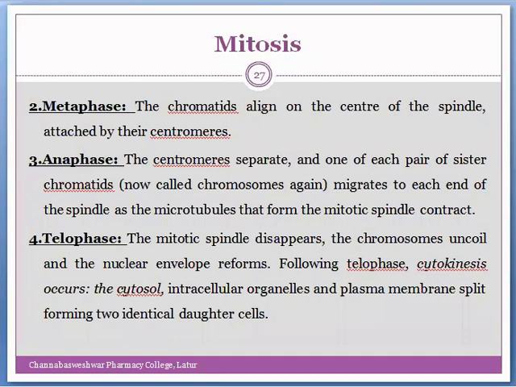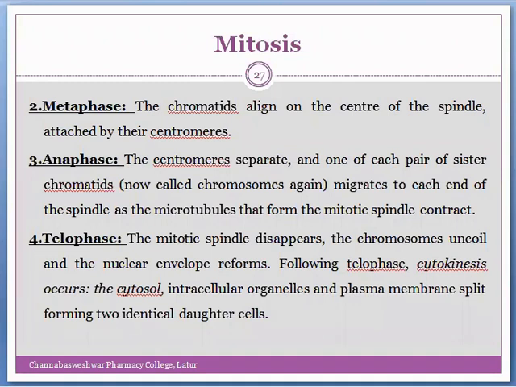Then phase number 3, anaphase. During anaphase, the centromeres separate, and one of each pair of sister chromatids migrates to each end of the spindle as the microtubules that form the mitotic spindle contract. That part we will understand better in the figure. In the next slide we have a figure, and there we will get a better understanding. So that is phase number 3, anaphase, the separation of spindle fibers at each end.